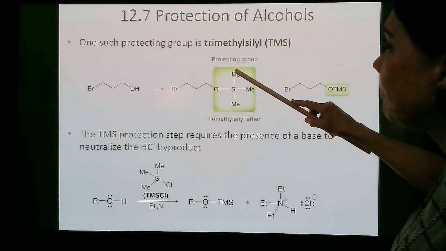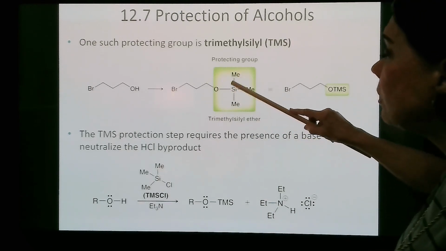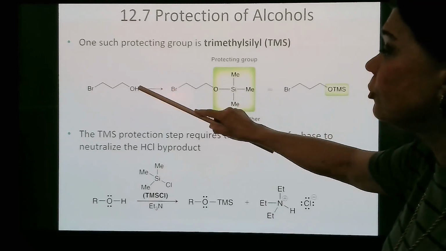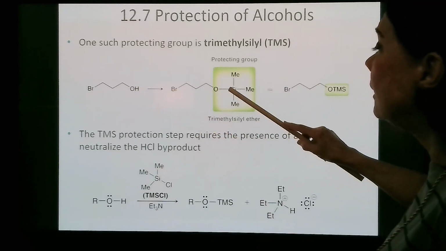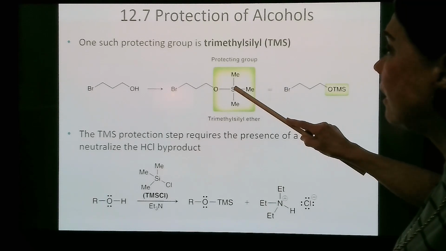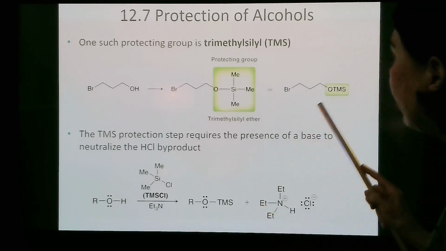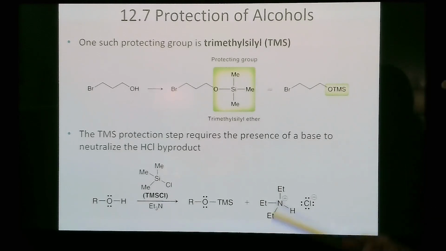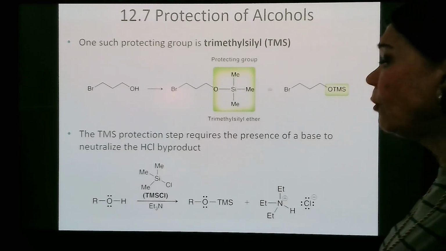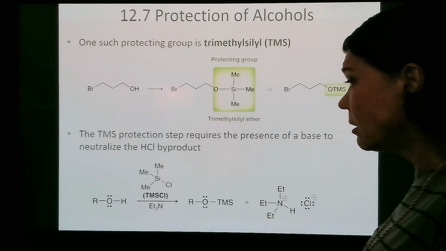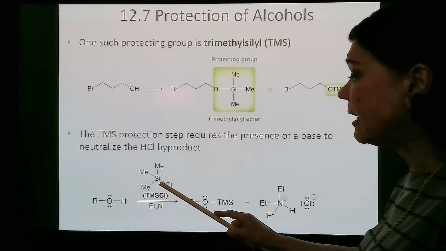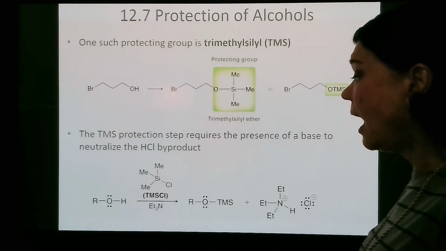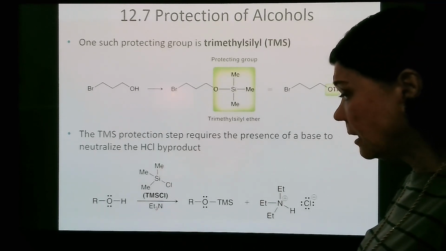So what sort of a protecting group can you use? You can use this trimethylsilyl group. Notice, what you're doing is converting OH into O-trimethylsilyl, and that is abbreviated O-TMS, trimethylsilyl. And the way that you get that on is by simply reacting this with trimethylsilyl chloride and triethylamine.